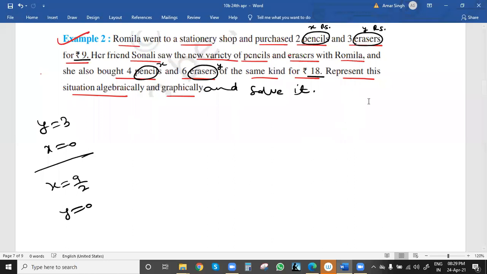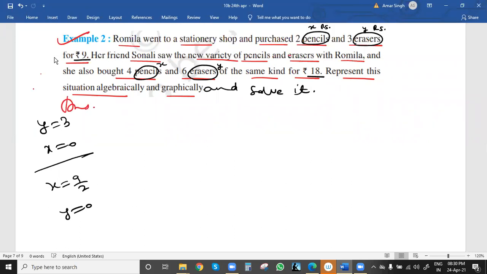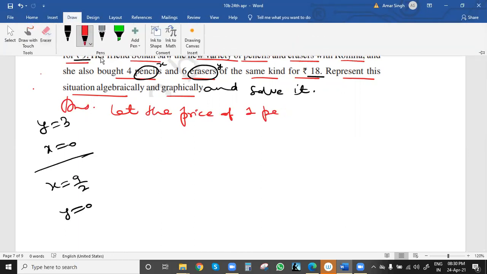Okay. See, before finding the x and y values, we can check whether a1/a2 is equal to b1/b2 or not. So before that, we'll form the equation. We can take x as the price of a pencil, because we don't know exactly the price of one pencil and one eraser. So 2 pencils and 3 erasers cost ₹9.